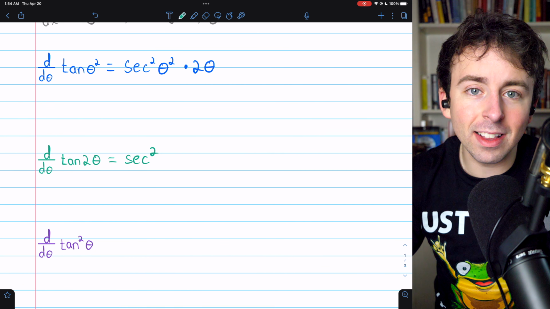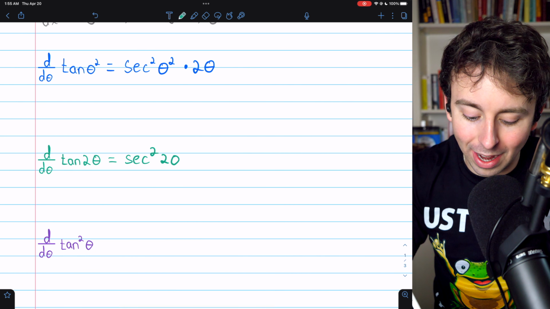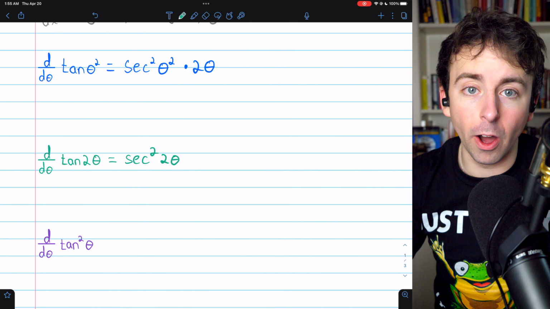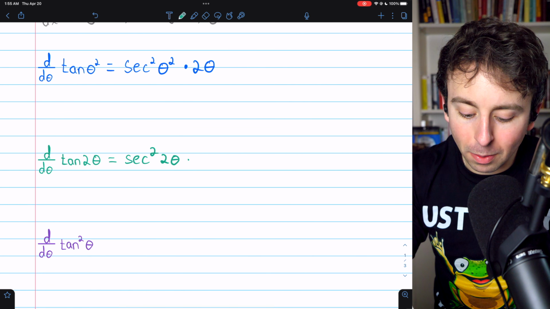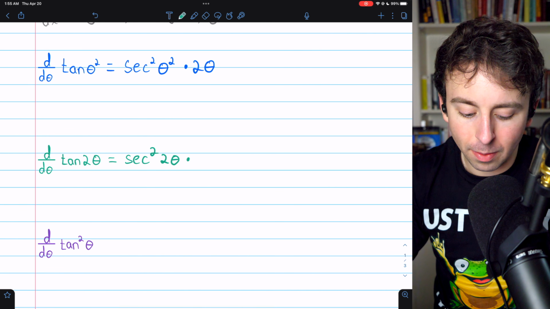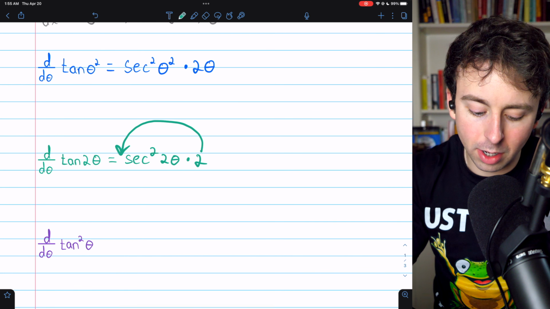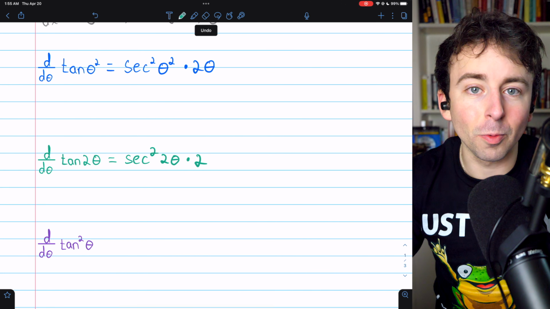So we begin with the derivative of the outside function, secant squared. Then, what do we do with the inside function? Nothing. That's right. So it's secant squared of 2 theta. Leave that inside function unchanged. Then, multiply by the derivative of the inside function. The inside function is 2 theta, its derivative is 2, so multiply by 2. You could put this factor of 2 in the front if you please, but it doesn't really matter.